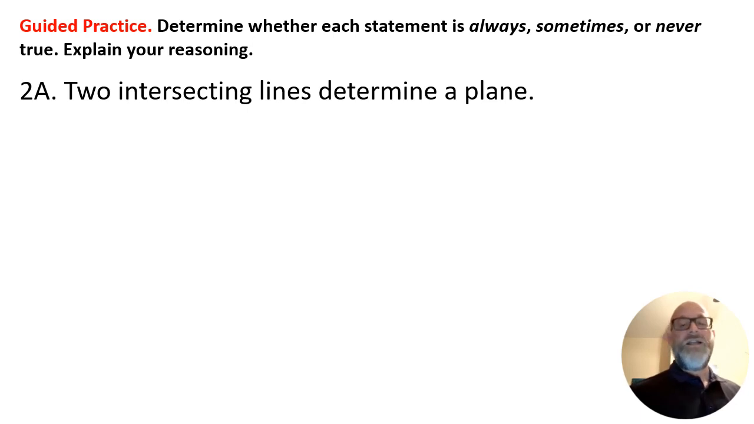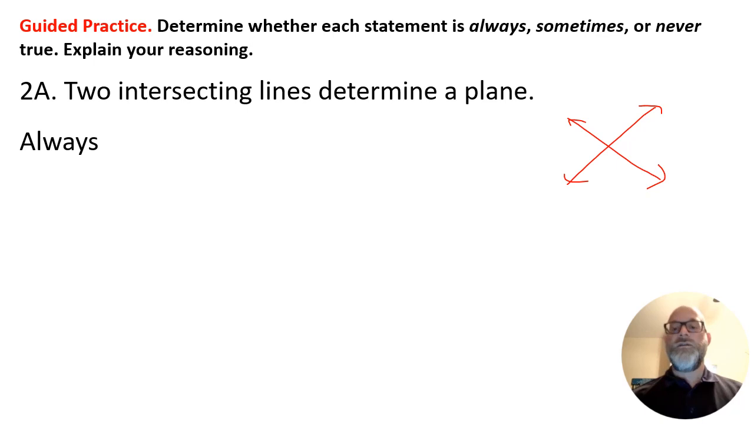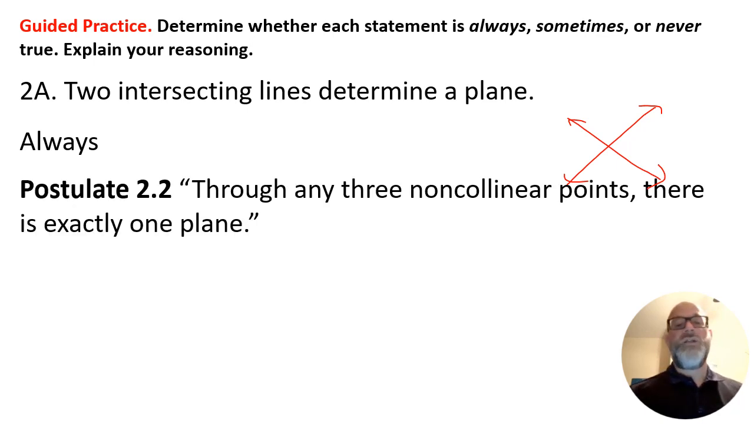Two intersecting lines determine a plane. Do we believe this? Here's two intersecting lines. Do you know which plane they're on? Yeah, your computer screen. So this is definitely true, always. What justifies it? Which postulate? Through any three non-collinear points, there is exactly one plane. All right, so maybe we're talking about this point. Maybe we're talking about this point and this point. That'll work. There's an infinite number of points. They're all on the plane.